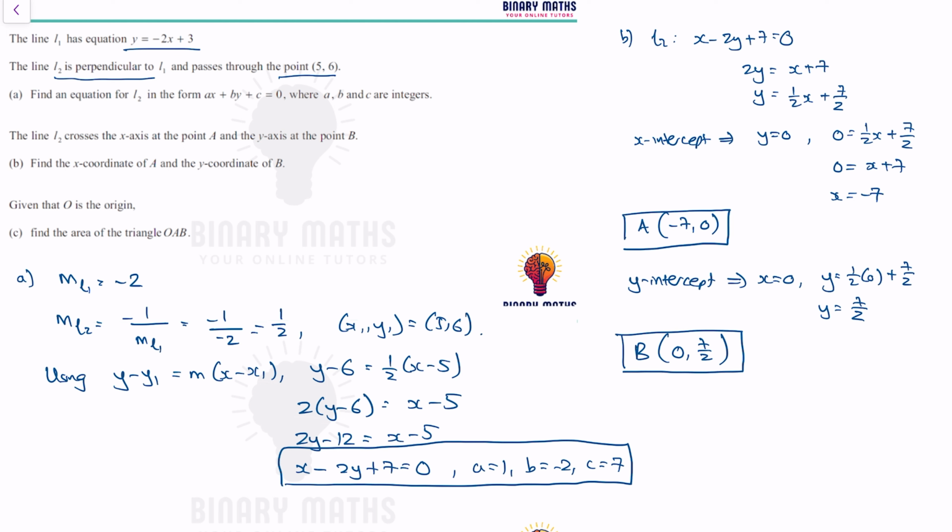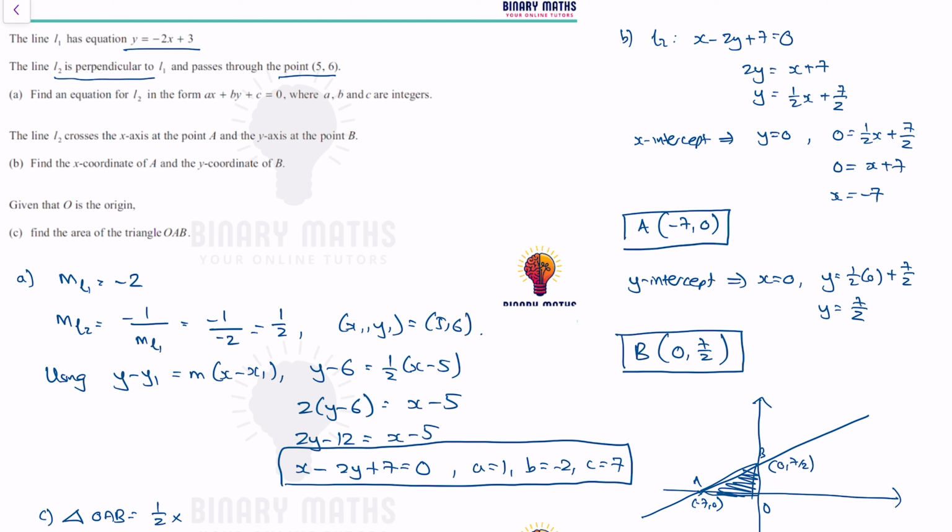Okay, now if I were to do a rough sketch of this, my A here is (minus 7, 0), and my B, which is here, is (0, 7 over 2). It says given O is the origin, which is here, find the area of the triangle OAB, which is this.